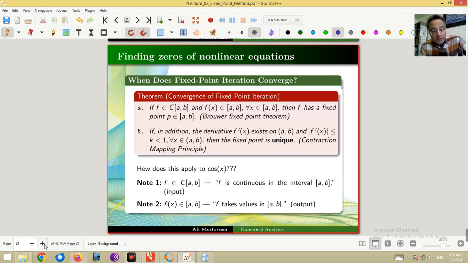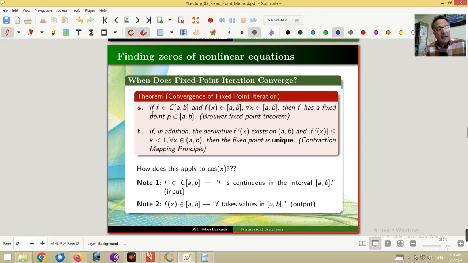Now there is some question here. In fact, we want to know when do we have a fixed point, and if the fixed point is unique or it's not unique, or something like this. In fact, we have a theorem here.